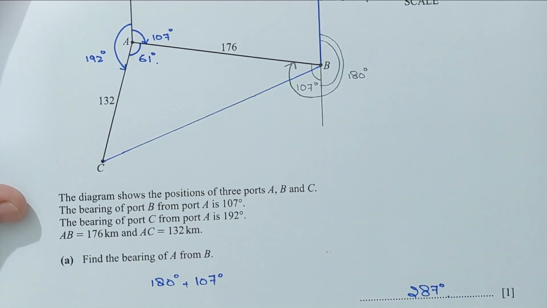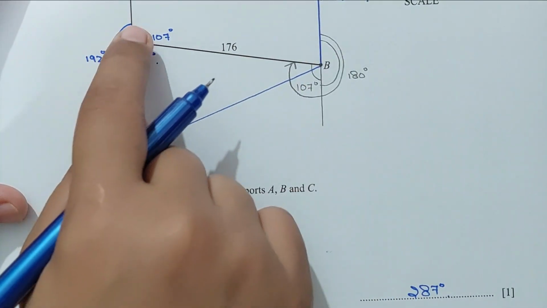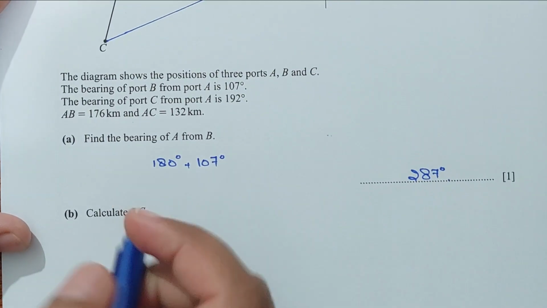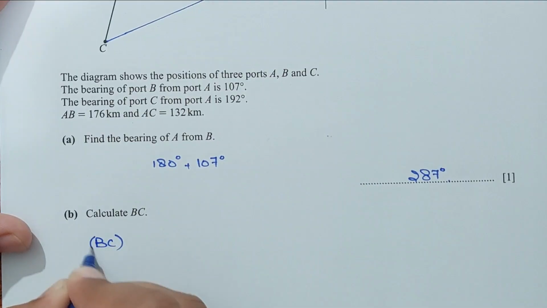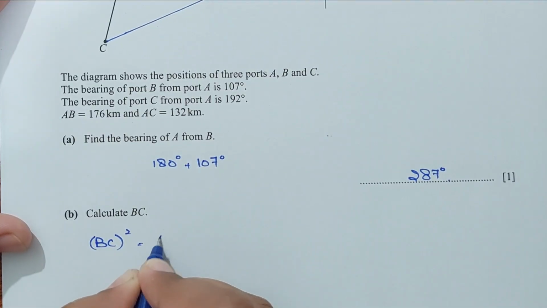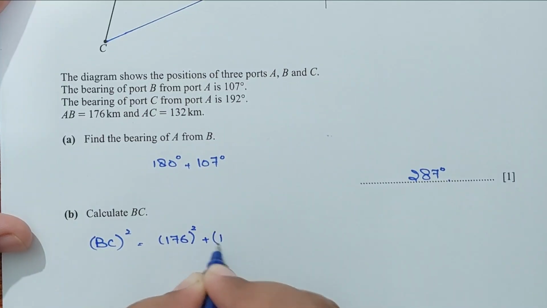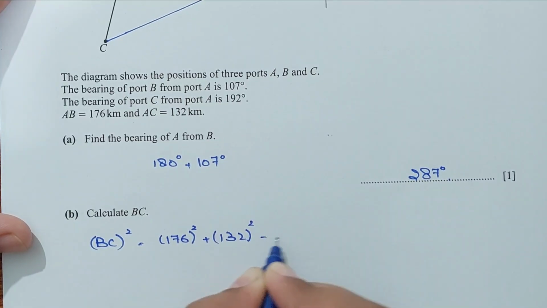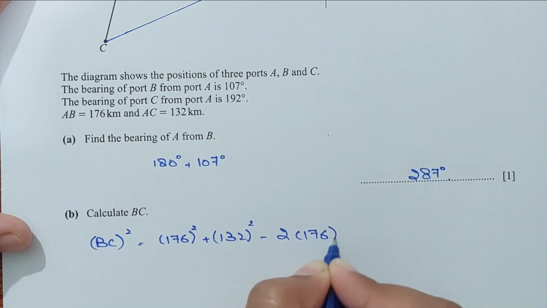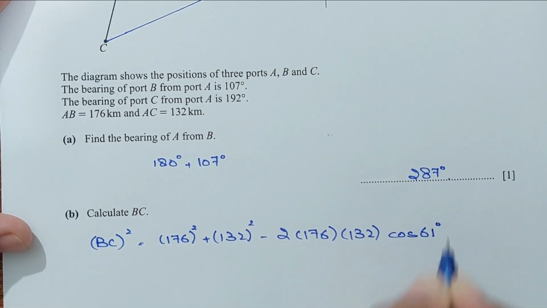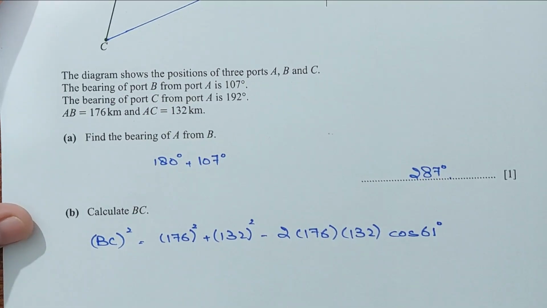So now we have a triangle ABC. We have the two sides and the angle between them, so applying the law of cosines to get the side opposite that angle, which is BC. So BC squared is AB, which is 176 squared, plus AC, 132 squared, minus 2 times 176 times 132 times cos of 61 degrees. Your answer must be different from the marking scheme because they calculated the wrong angle.